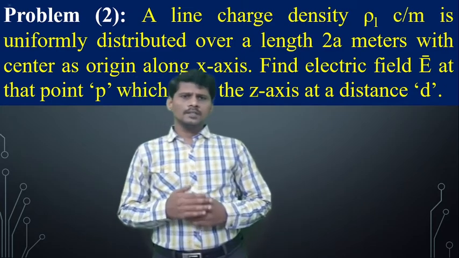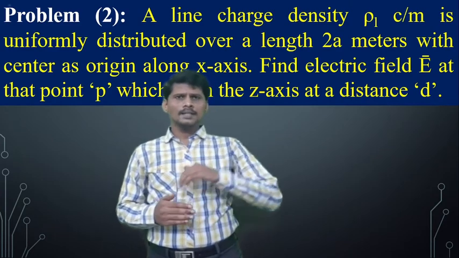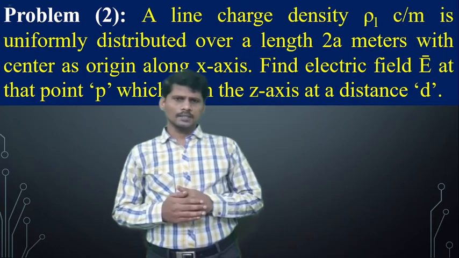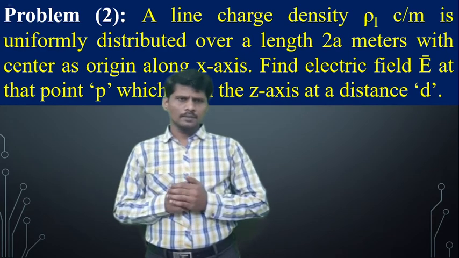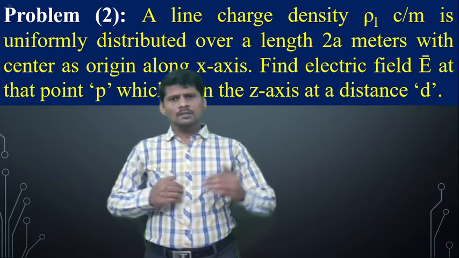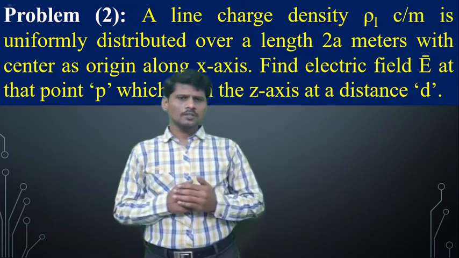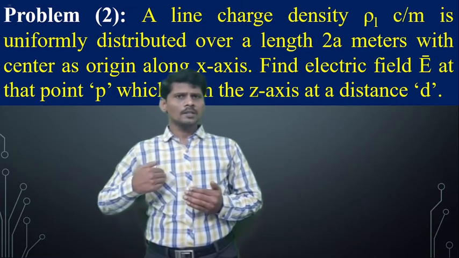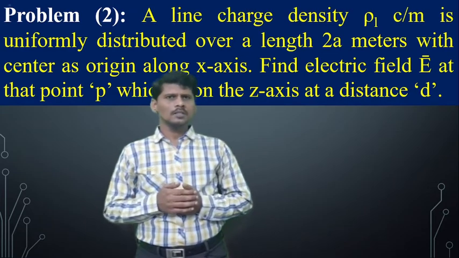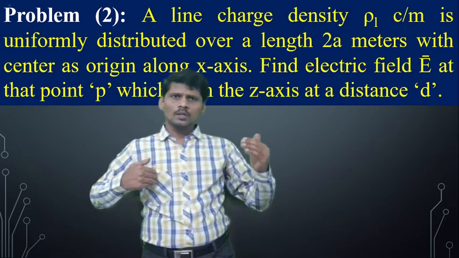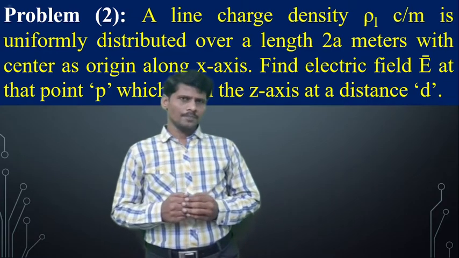Now here in this example the line charge is placed along the x-axis. What is the length of the line charge? The length of the line charge is 2a meters. One end of the line charge is placed at plus a meters and the other end is placed at minus a meters. The total length of the line charge is 2a meters, with the center at the origin.